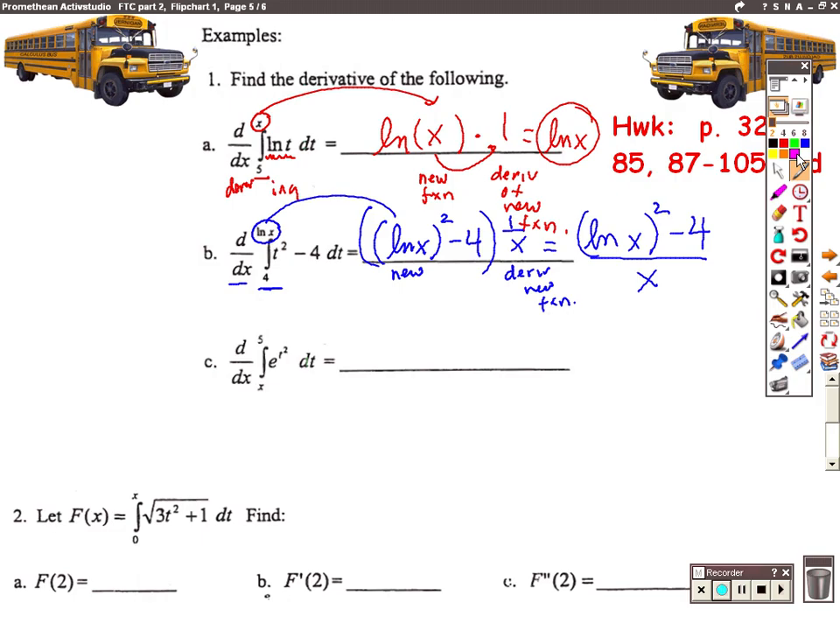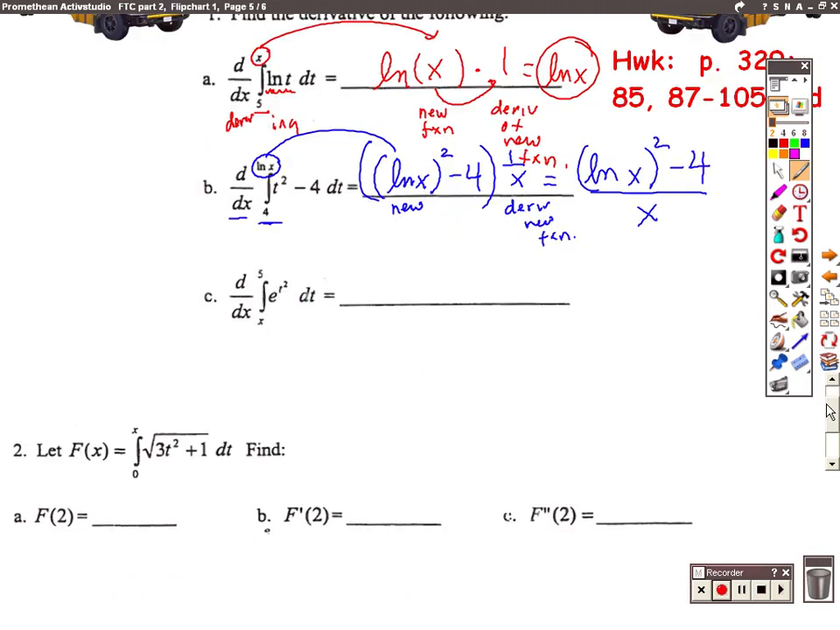Let's take a look at letter C. Now notice this time I'm going from a variable to a constant. Well, we can fix that easily. We can turn the bounds around and have that be the derivative of the opposite of the integral from 5 to x, if we want it to fit our form, of e to the t squared dt.